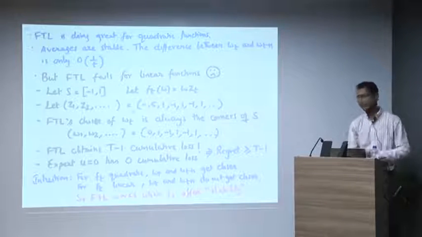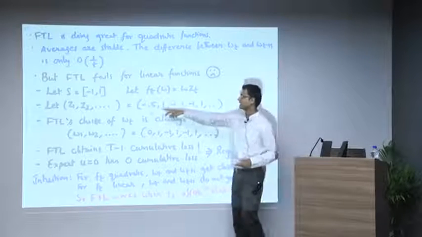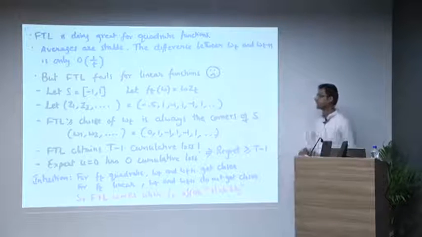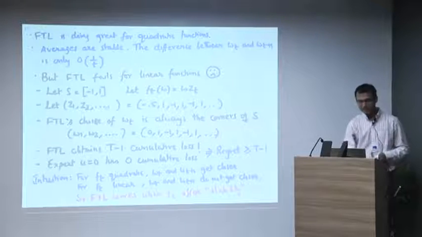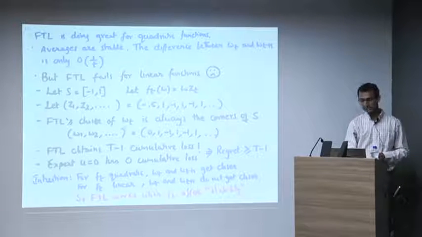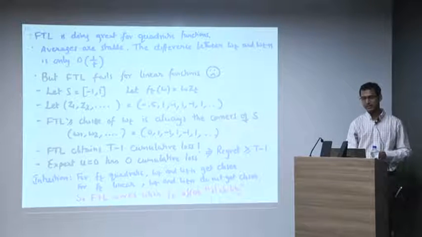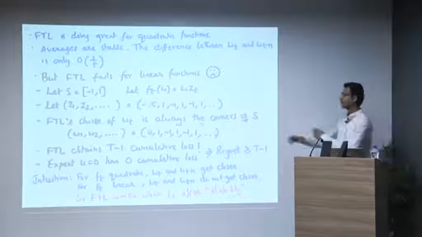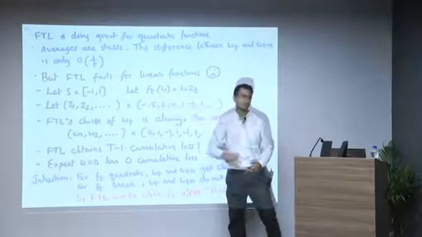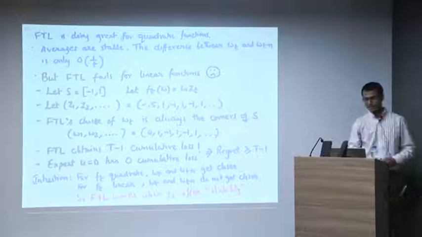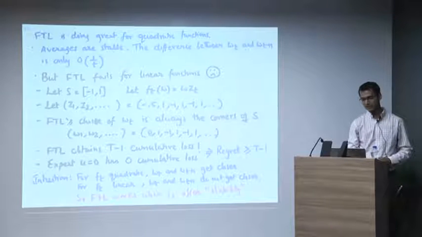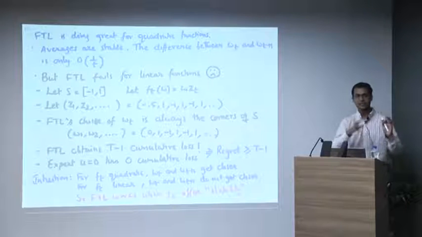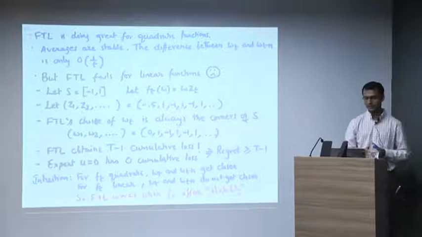Let nature generate zt as follows. zt is going to be -0.5 in the first round, and then alternates between minus and plus ones later on. You can see for this function, by actually solving that minimization problem, which is very simple, that wt always chooses the corners of the set. The set is an interval from -1 to 1, so the sequence of choices of w is going to be 0, 1, -1, 1, and so on. You can see that by just evaluating the minimization problem that FTL solves inside.